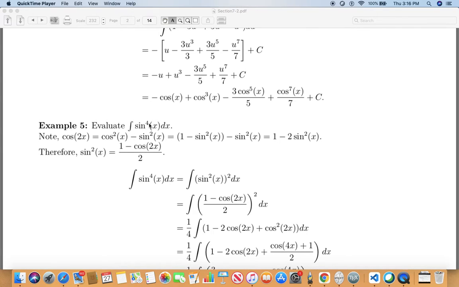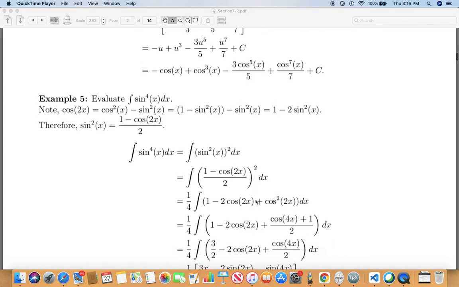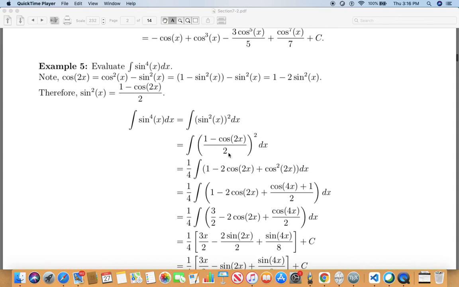So I have sine to the power 4 x dx. Sine to the power 4 x is sine squared x to the power 2. Sine squared x itself is 1 minus cosine 2x over 2, to the power 2. Now, the square of 2 is 4, so 1/4 comes out. That is the denominator. The numerator, expand this: 1 squared is 1, minus 2 times this, so 2 cosine 2x, plus cosine squared. So now notice this is another even power.